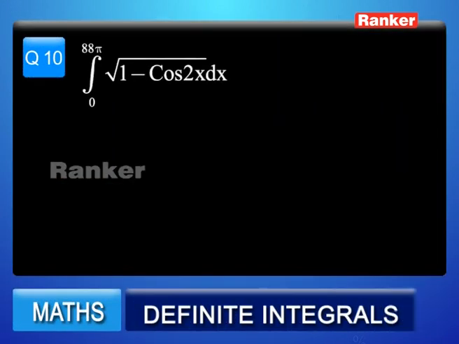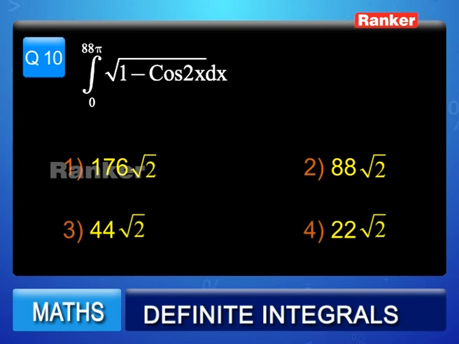So let's move to the next question. Question number 10. Integral 0 to 88 pi root over 1 minus cos 2x dx. First option 176 root 2, second option 88 root 2, third option 44 root 2, and fourth option 22 times root 2.